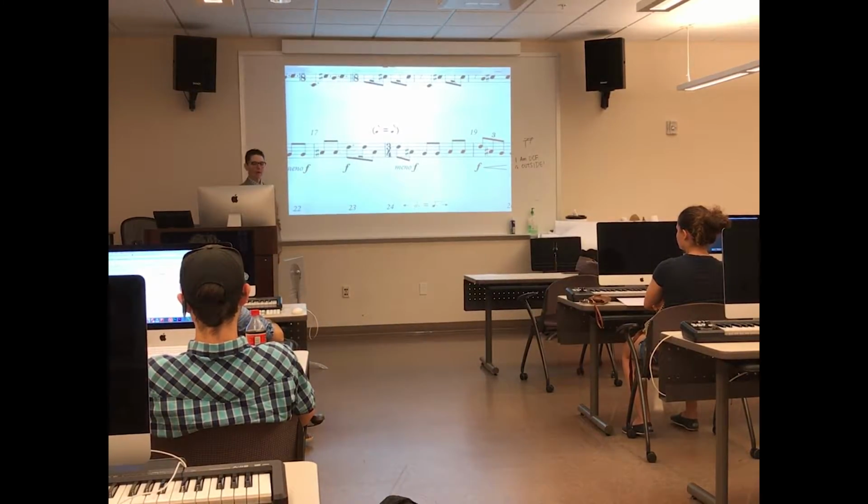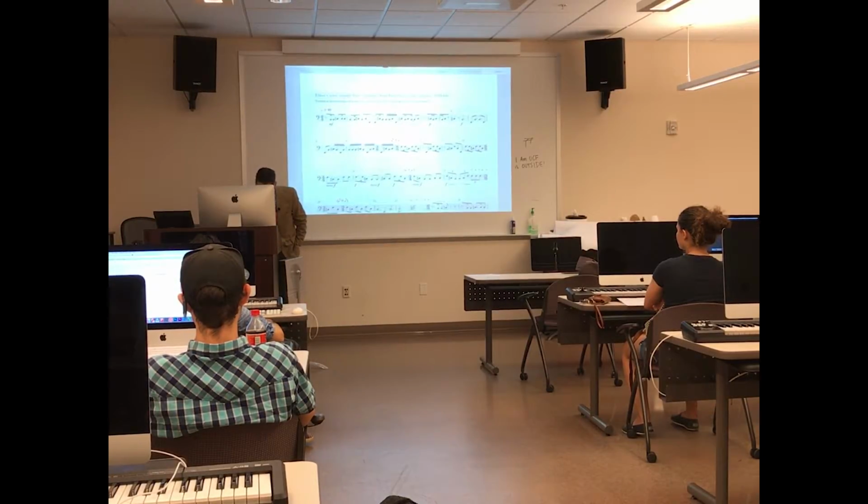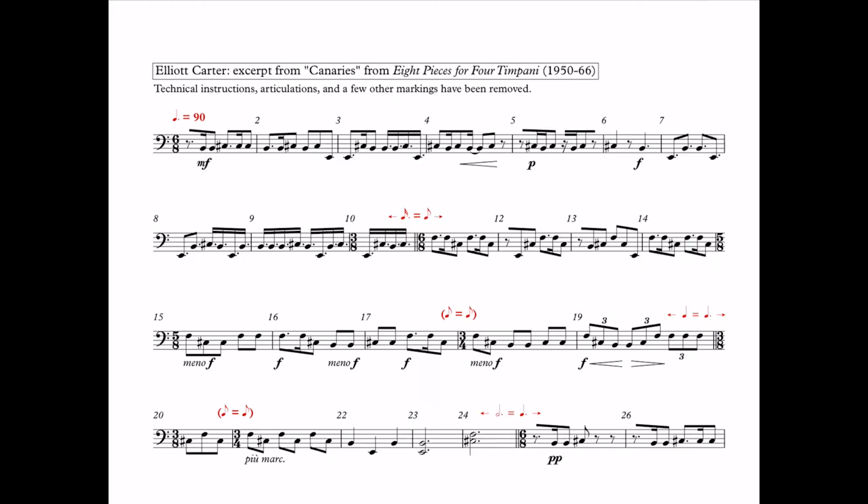So that's a much simpler metric modulation. So we've determined already at this point, with the metric modulation that we just took a look at here, that we're at dotted quarter equals 120, right?